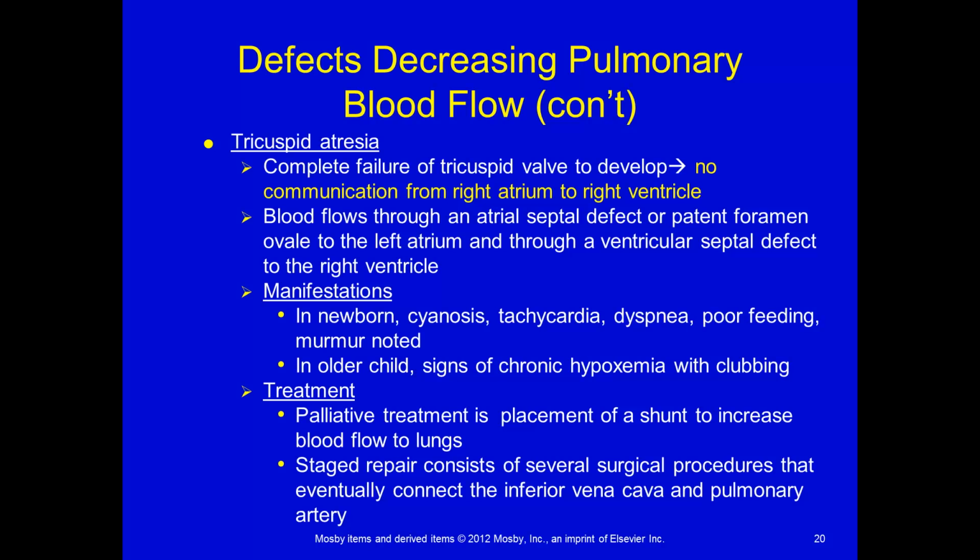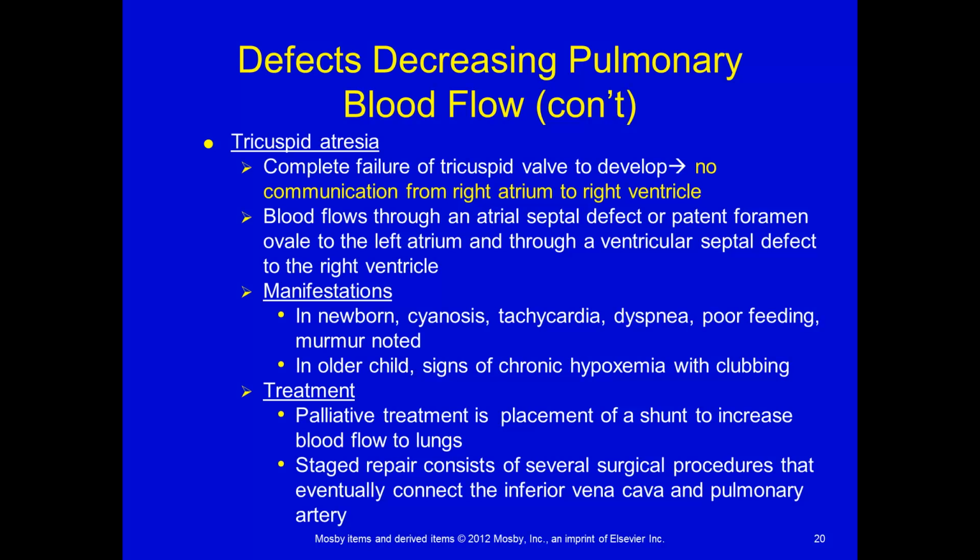So in continuing our conversation regarding defects that decrease pulmonary blood flow, we're going to pick up here talking about another defect called tricuspid atresia. Tricuspid atresia is a little bit different than any of the defects we've talked about already this morning, and that is because it's a complete failure of the tricuspid valve to develop. So that valve between the right atrium and the right ventricle.